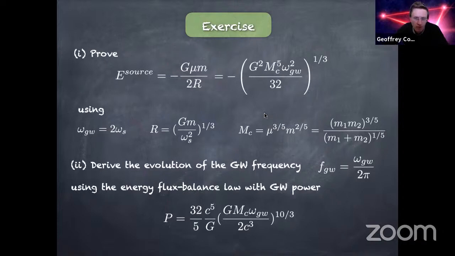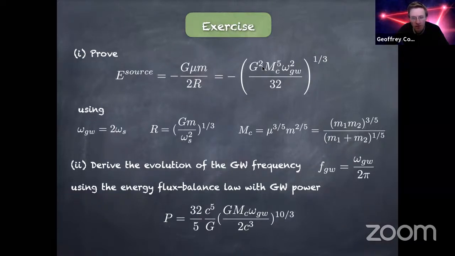So that was easy. Now prove that if you have this energy, the standard energy that you know from Newtonian theory, you can rewrite it in terms of the chirp mass and the frequency of gravitational waves. So that's another way to write down the Newtonian energy, which is adapted for gravitational waves. It's just a substitution.